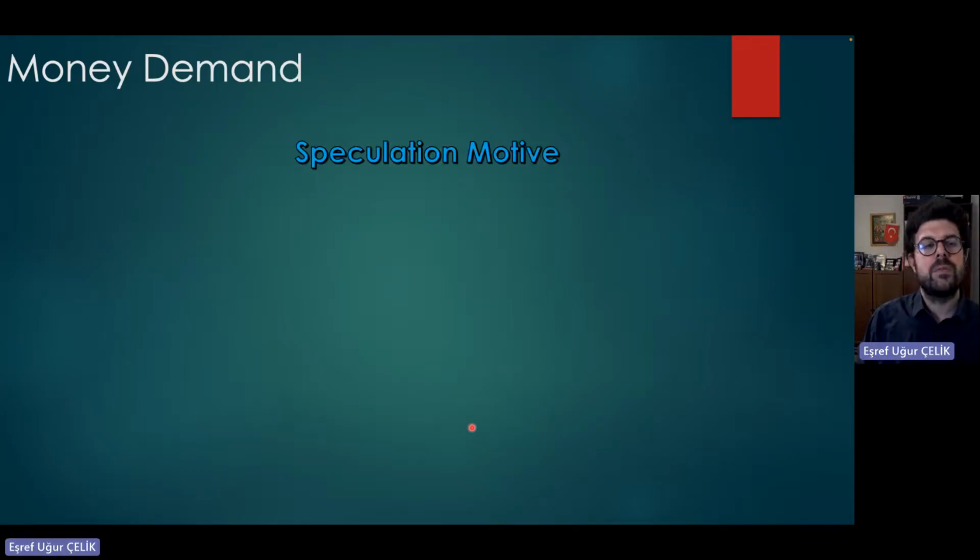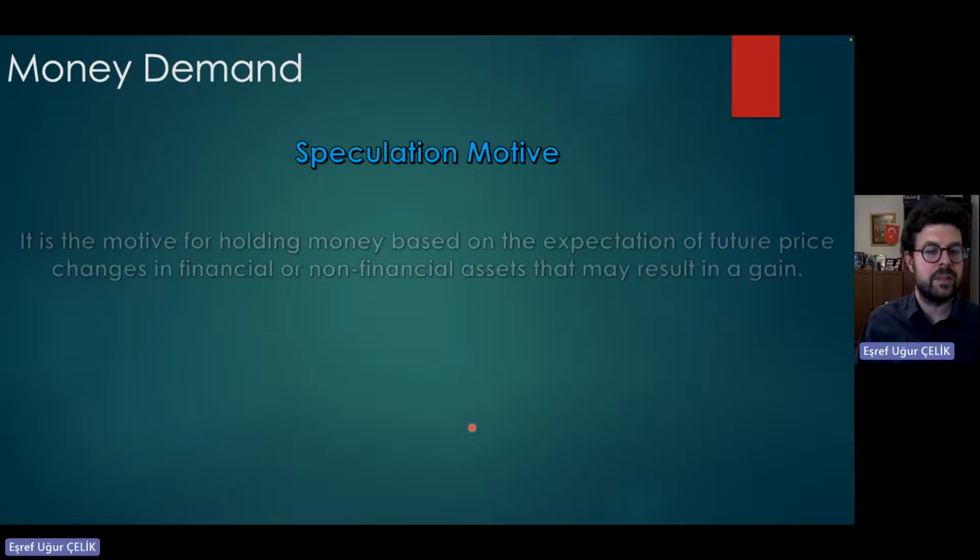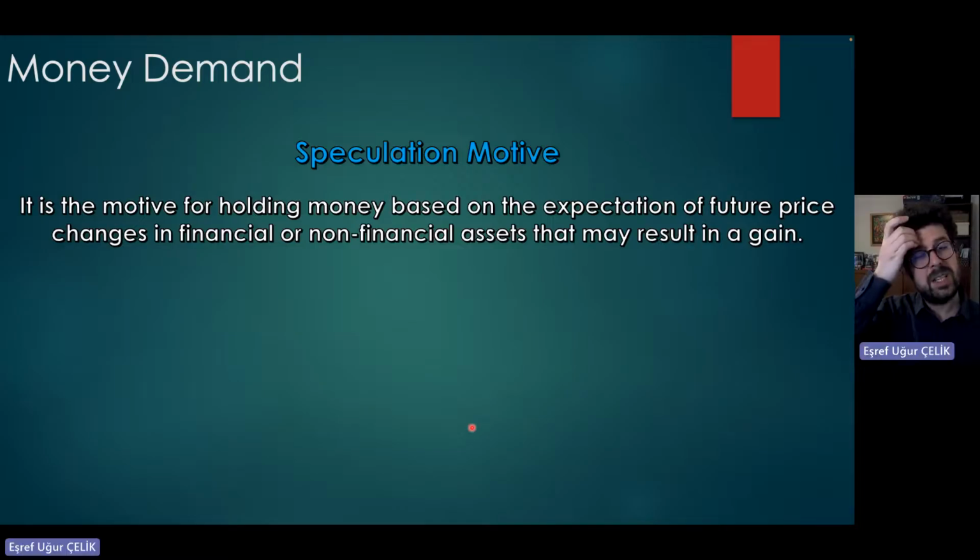And the third one is speculation motive. You already know the meaning of speculation. But let's look at the more formal definition. It is the motive for holding money based on the expectation of future price changes in financial or non-financial assets that may result in gain.